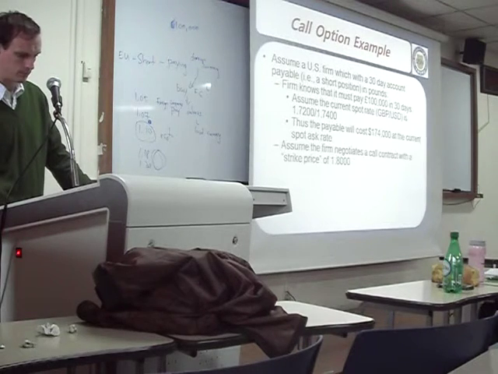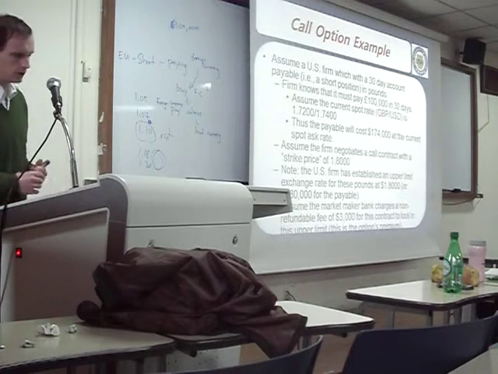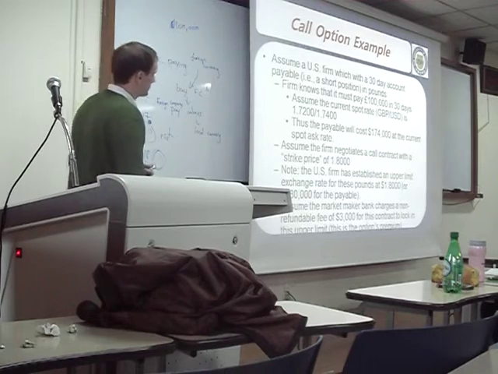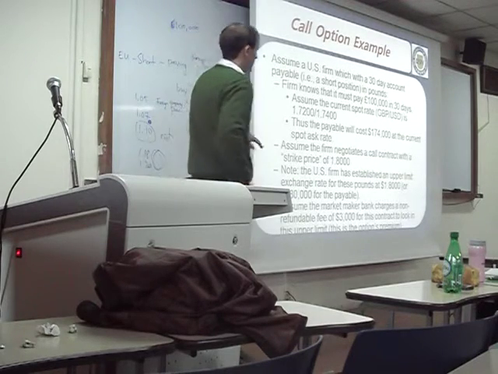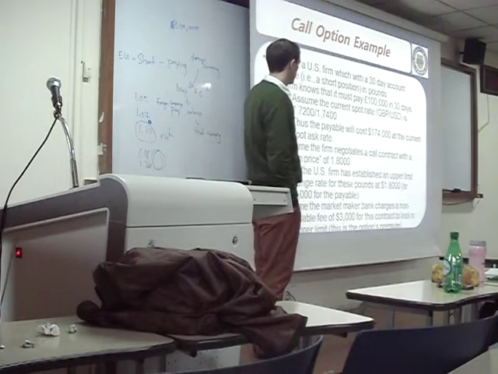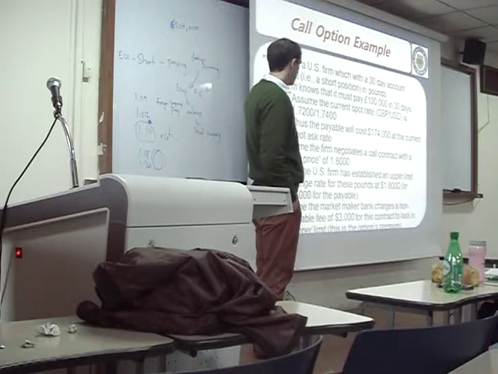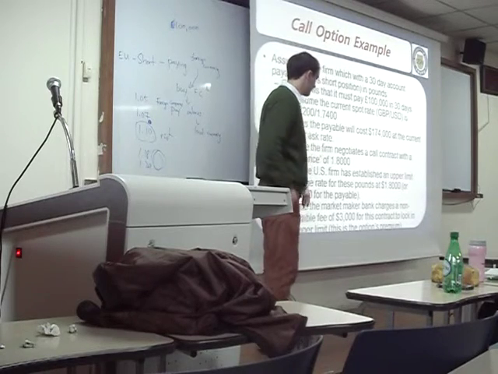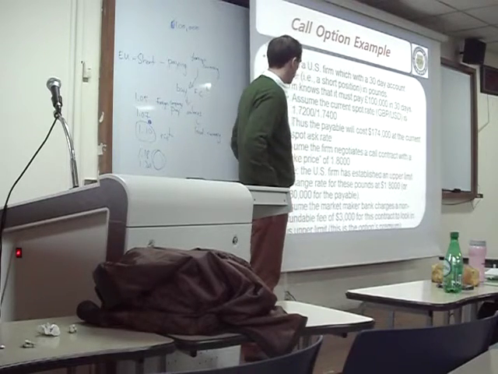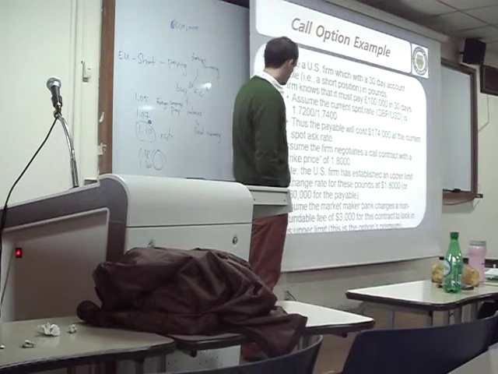So let's look at the example. A US firm has an accounts payable. It has to pay £100,000 in 30 days. Okay, this is the spot rate, Great British Pound, US dollar. So the payable will cost $147,000 at the current ask rate. So what's the risk for the company?